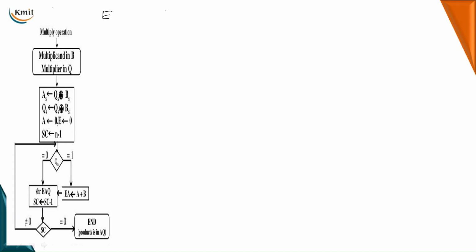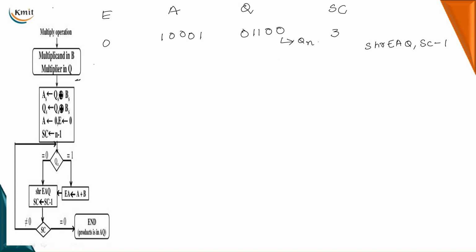So my E, A, Q, and so we'll continue here. The contents of E is 0, A is 1 0 0 0 1, Q is 0 1 1 0 0, and the sequence counter is 3. Now we are going to again check the qnth bit. Now the qnth bit is 0. So in a flowchart, when qn is 0, you have to perform a shift right on the contents of E, A and Q, and you have to decrement your sequence counter by 1, right?